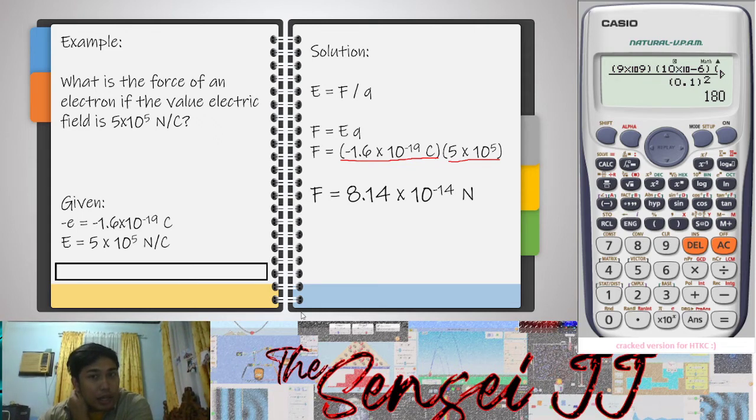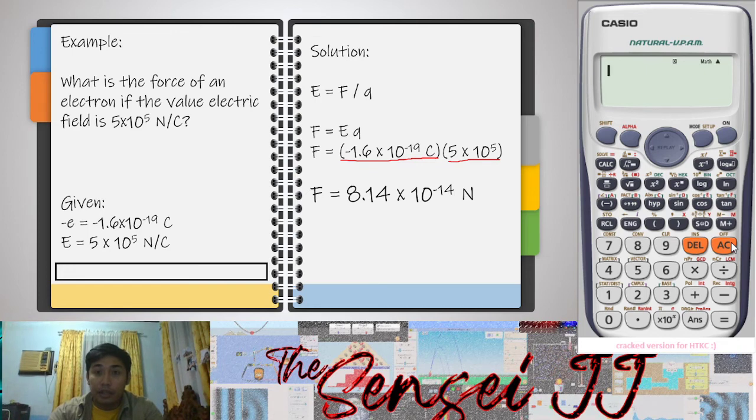So for this, guys, as you can see, we will be having a negative value. So let's try to solve for this one. We have negative 1.6 times 10 raised to negative 19. And another one is 5 times 10 raised to the fifth. So we will be having here negative 8. So ito pala yung 14 natin, typographical error. But it doesn't matter, maliit lang naman yung 0.14.